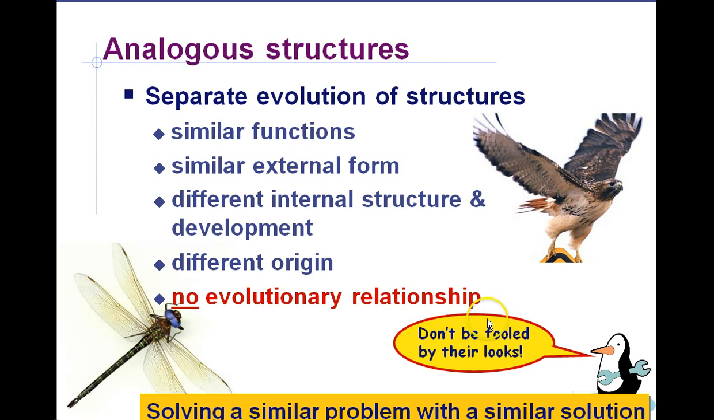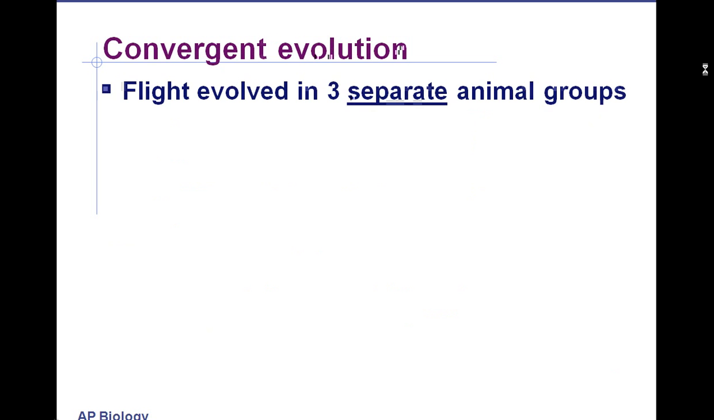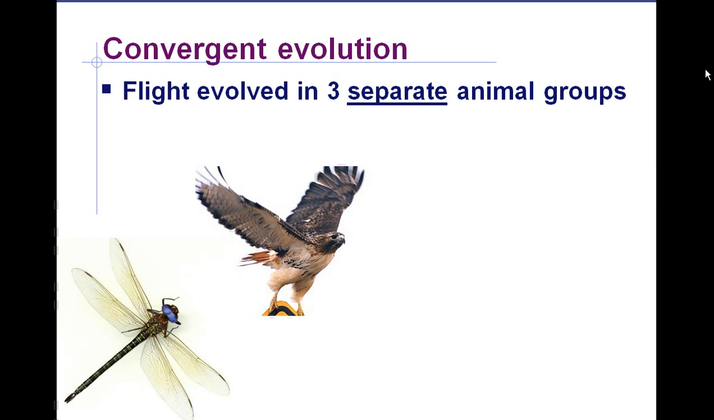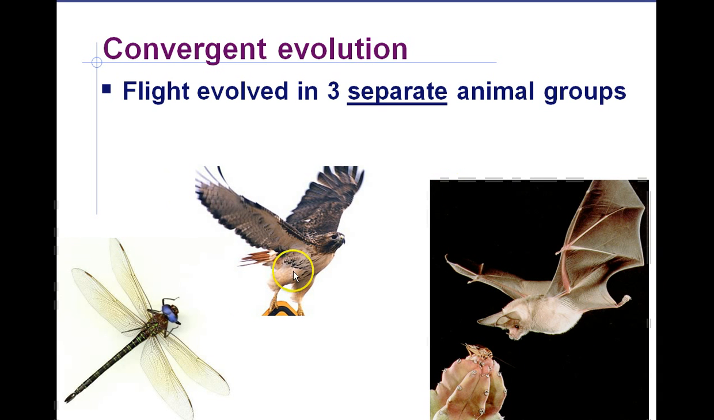So even though those bird wings and dragonfly wings are used for the same purpose, flight, they are analogous structures. There's no close evolutionary relationship. They have different internal structures that evolved separate from each other. And this results in something called convergent evolution. Convergent evolution is the evolution of analogous structures separately in different species.